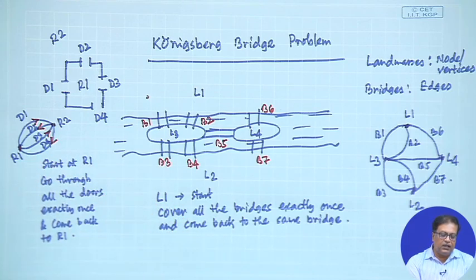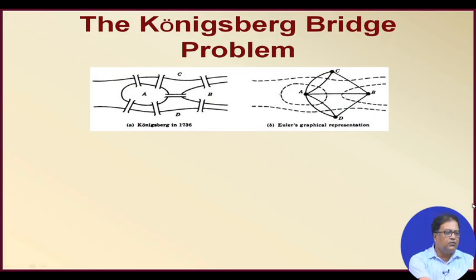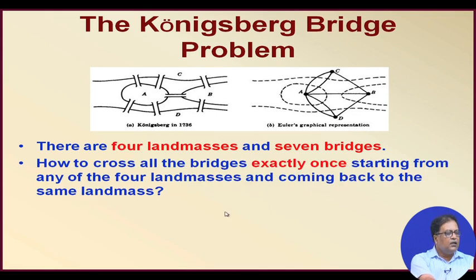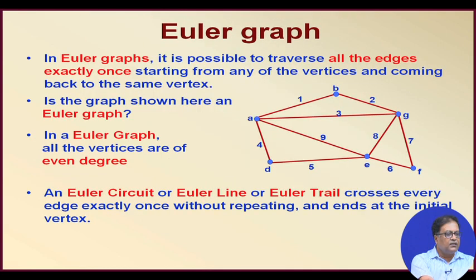So, essentially what it boils down to is that as long as you have those doors in pairs, or you have edges in pairs, you can find a solution to such problems, right. Now, let us see whether it is leading to some theory. So, there are 4 land masses, 7 bridges that we know, and how to cross all the bridges exactly once, starting from any of the 4 land masses and coming back to the same land mass. The answer to this question we shall see later, but let us look at some concepts.